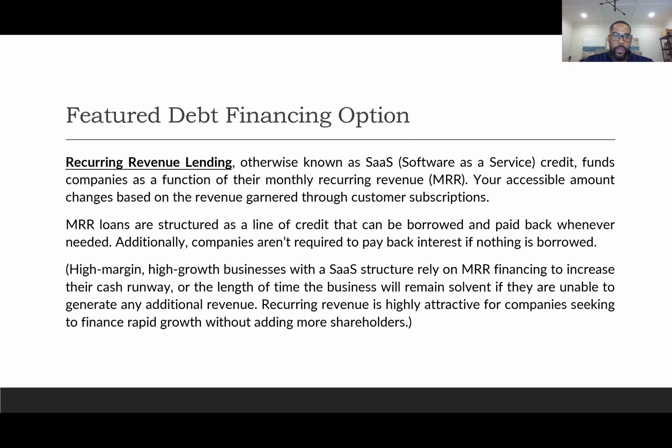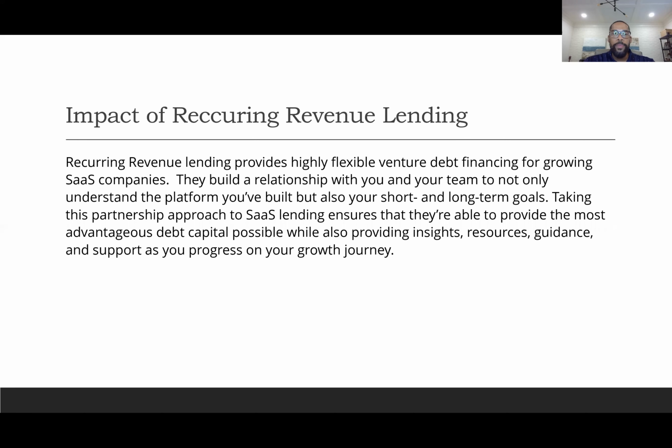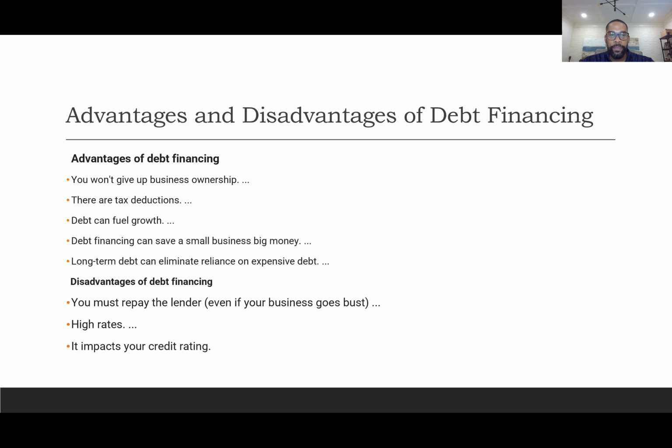That is recurring revenue lending. So what is the impact of recurring revenue lending? It provides highly flexible venture debt financing for growing SaaS companies. They build a relationship with you and your team to not only understand the platform you've built, but also your short and long-term goals. Taking this partnership approach to SaaS lending ensures that they're able to provide the most advantageous debt capital possible, while also providing insights, resources, guidance, and support as you progress on your growth journey. That is recurring revenue lending.